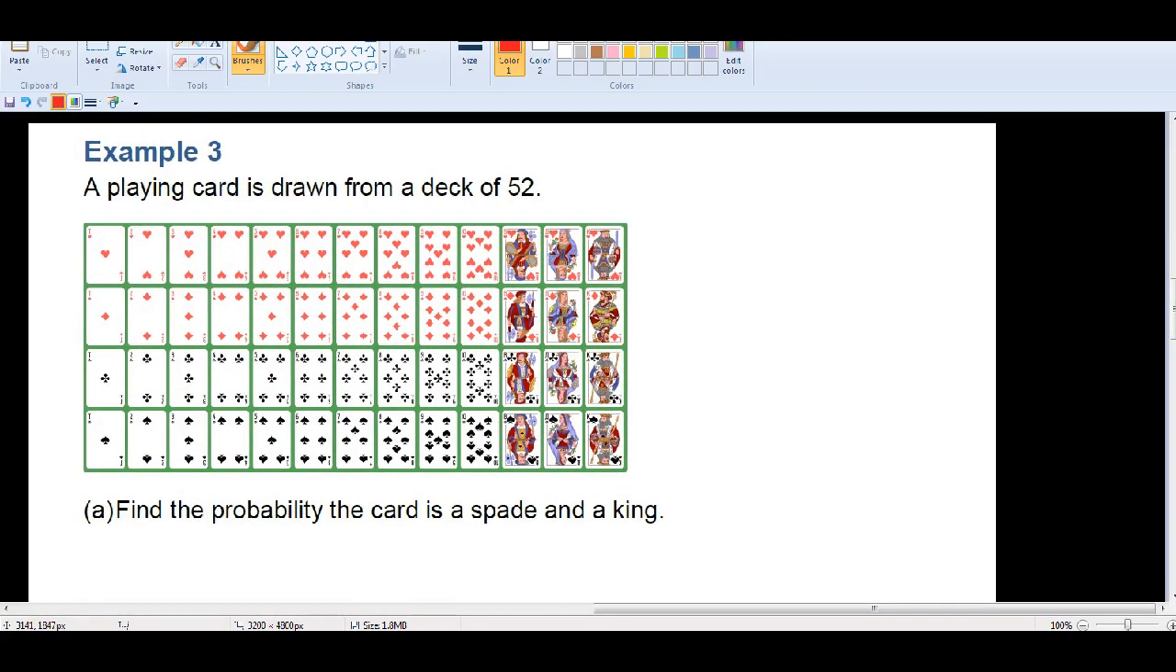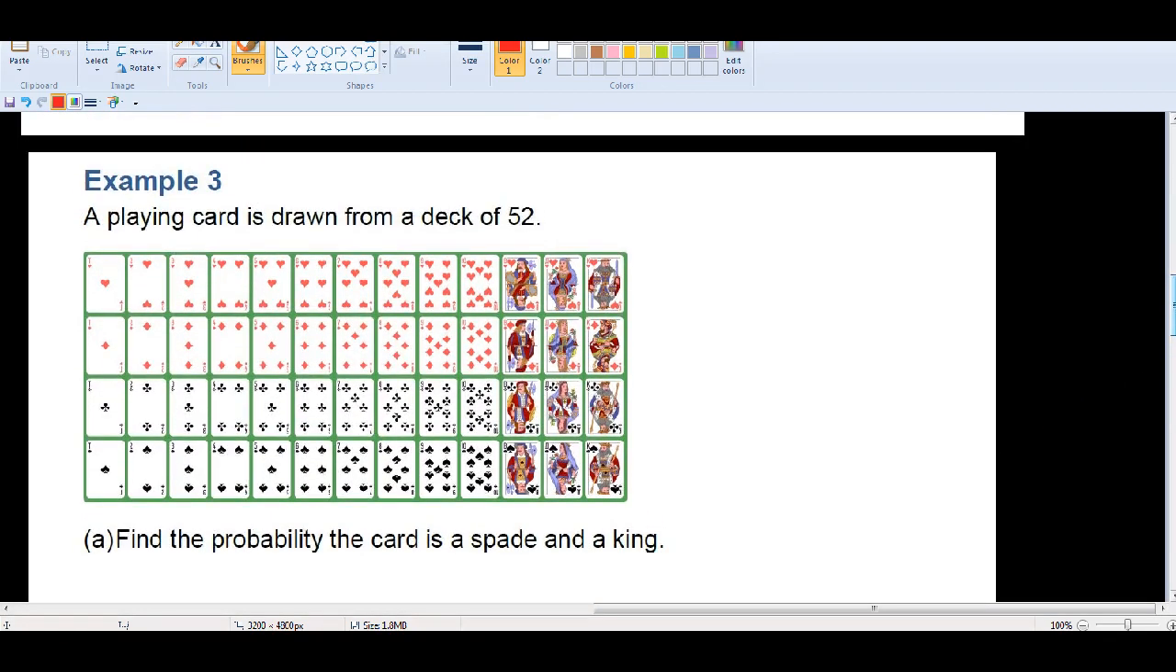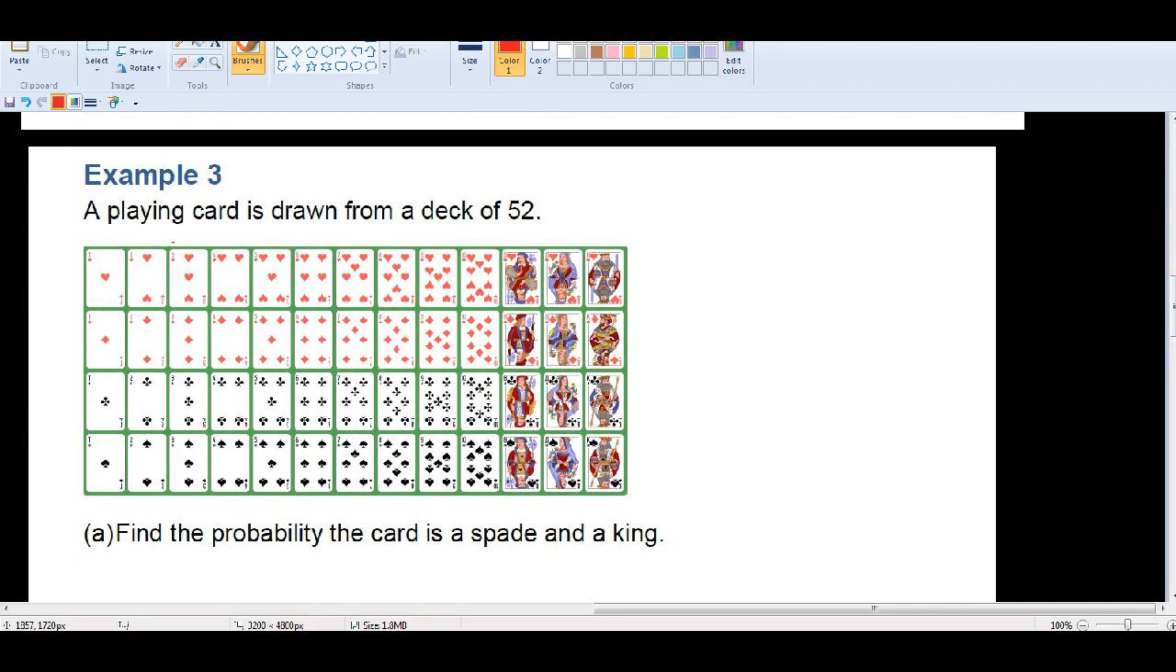Alright, so another one is about playing cards. If there are 52 playing cards, we understand that there are 4 suits. You've got hearts, you've got club, and also you've got diamond, and also you've got spade. The first one you need to consider: if I just draw one playing card from the deck, the total number of outcomes would be 52.